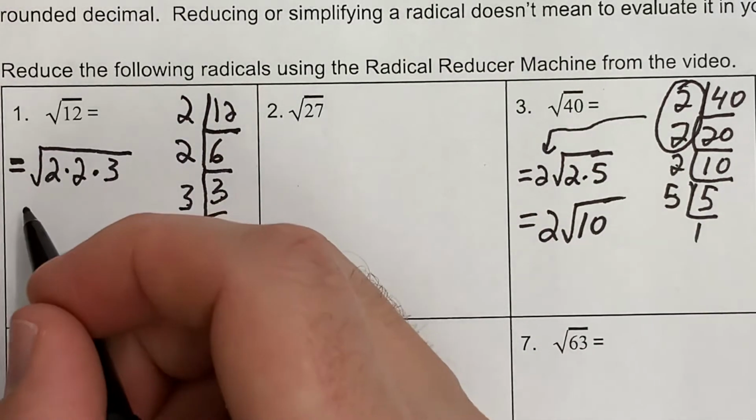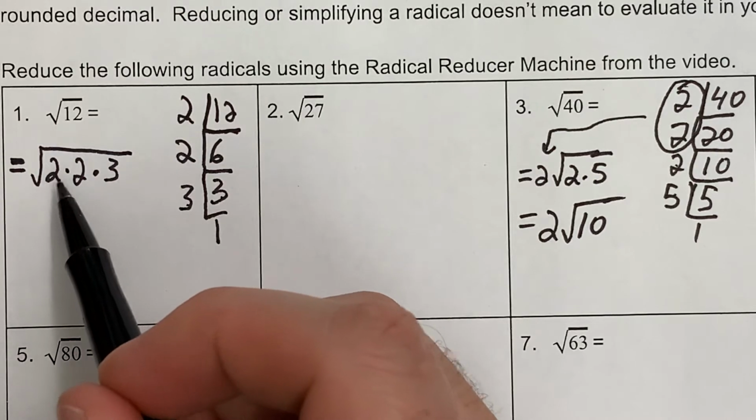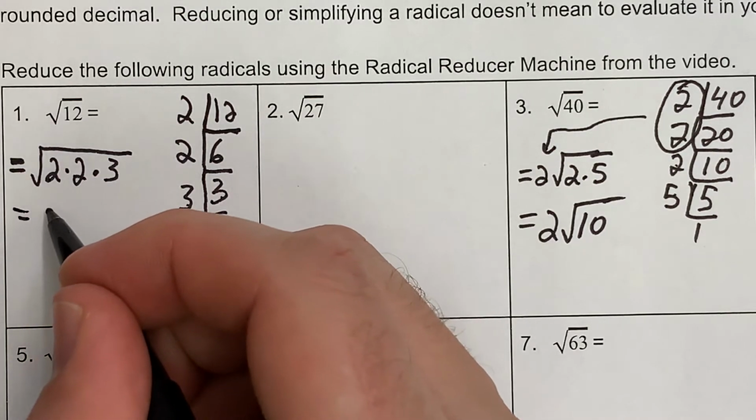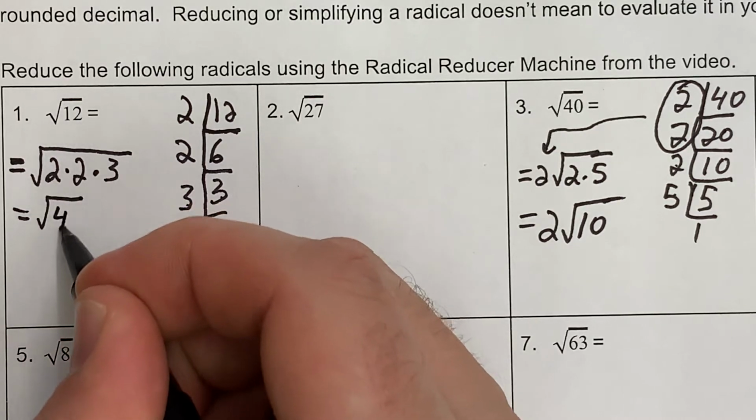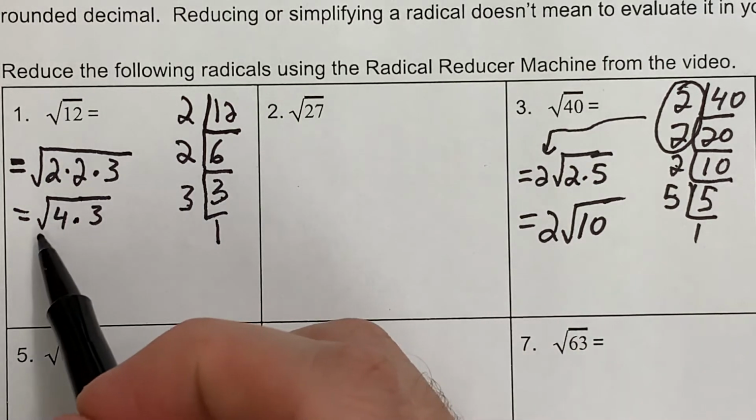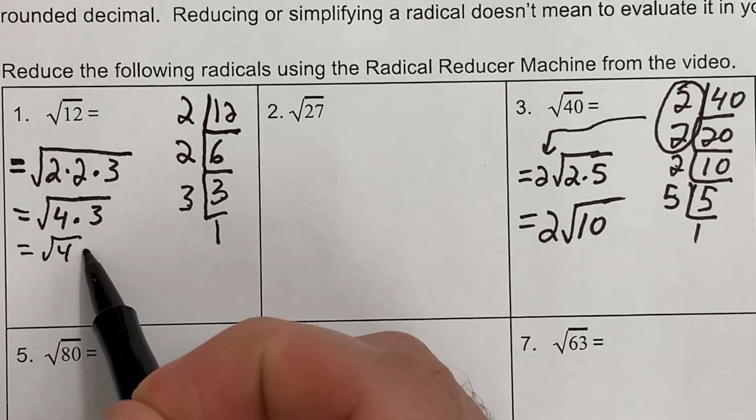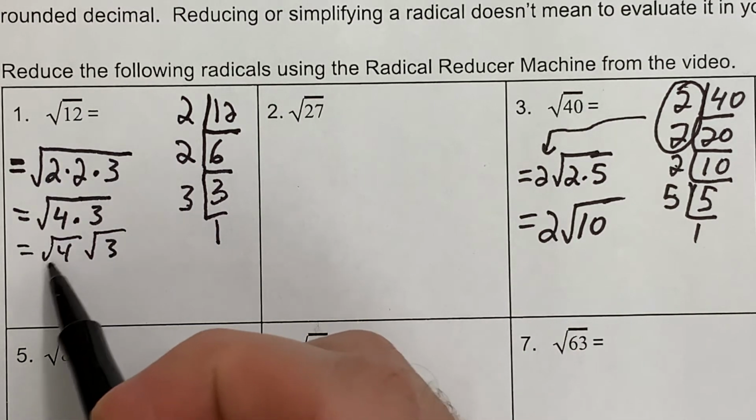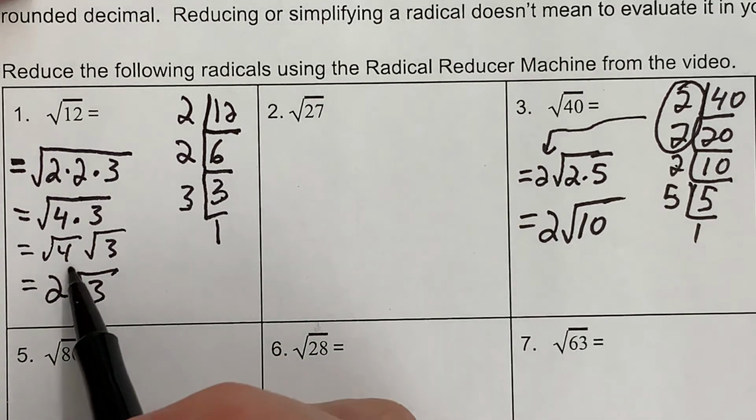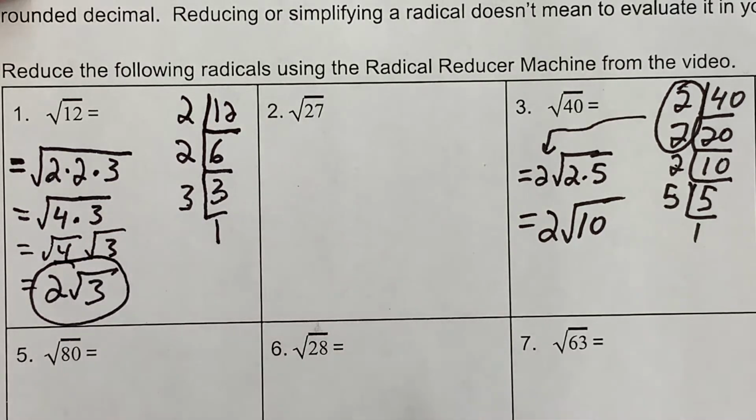2 times 2 is a perfect square. It's a perfect square because that's literally what we mean by squared, the thing times itself. So that would be 4 times 3. I can break that into the square root of 4 times the square root of 3. The square root of 4 is just 2. The square root of 3 doesn't simplify anymore, so that's it. That's my final reduced version of the square root of 12.